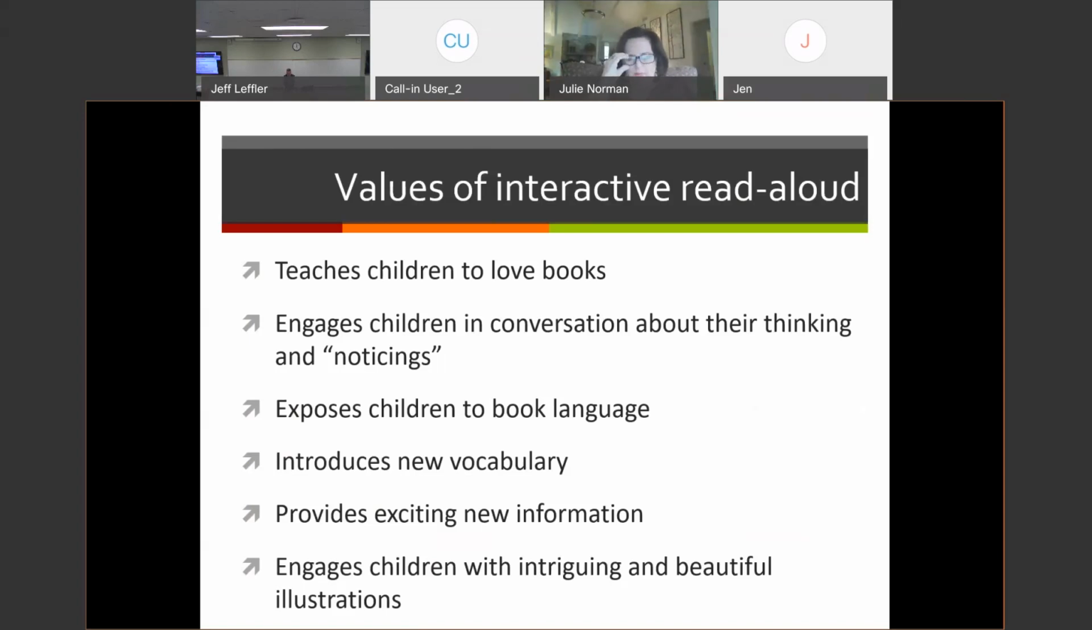intriguing and beautiful illustrations. Most of our books have some really nice things to look at in terms of artwork and that kind of thing. So we also get that benefit.